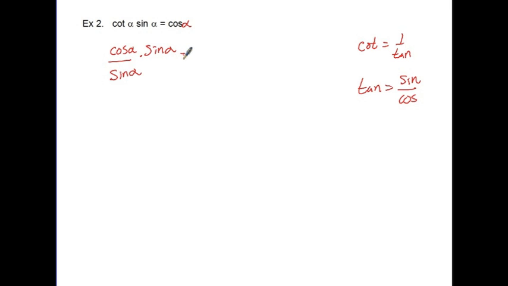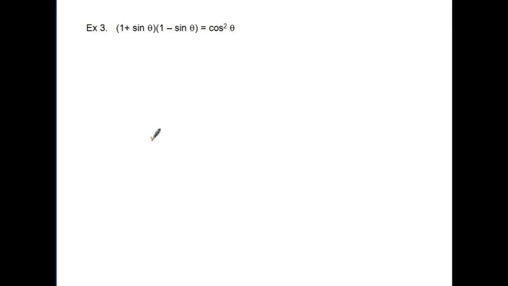So we multiply those together. What happens to the sines? They do cancel out indeed, so we're only left with cosine of alpha equals cosine of alpha. We have the left side and the right side equal to each other, and that's all it is for example number 2. Now example number 3 looks a little more difficult.